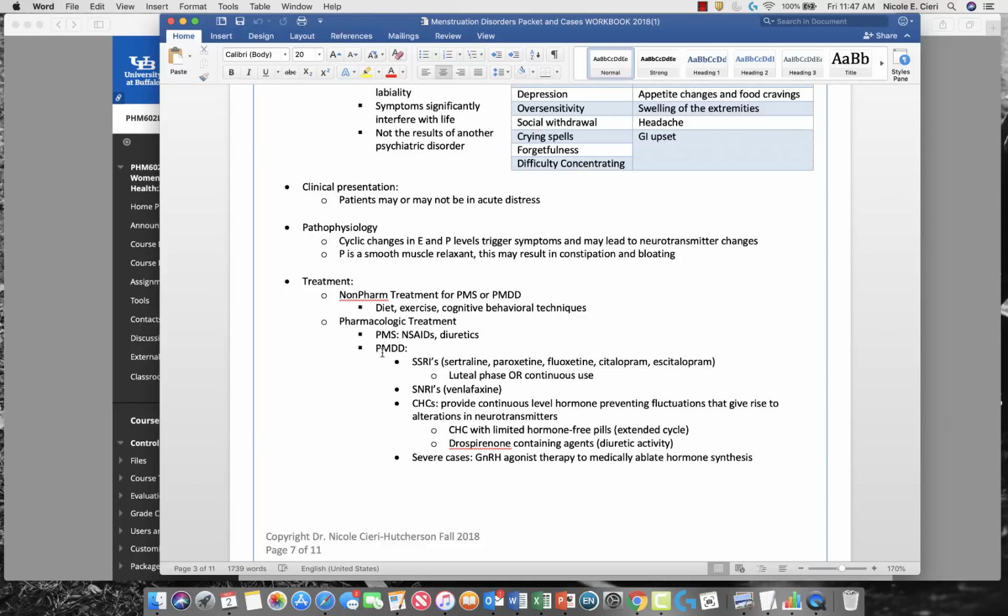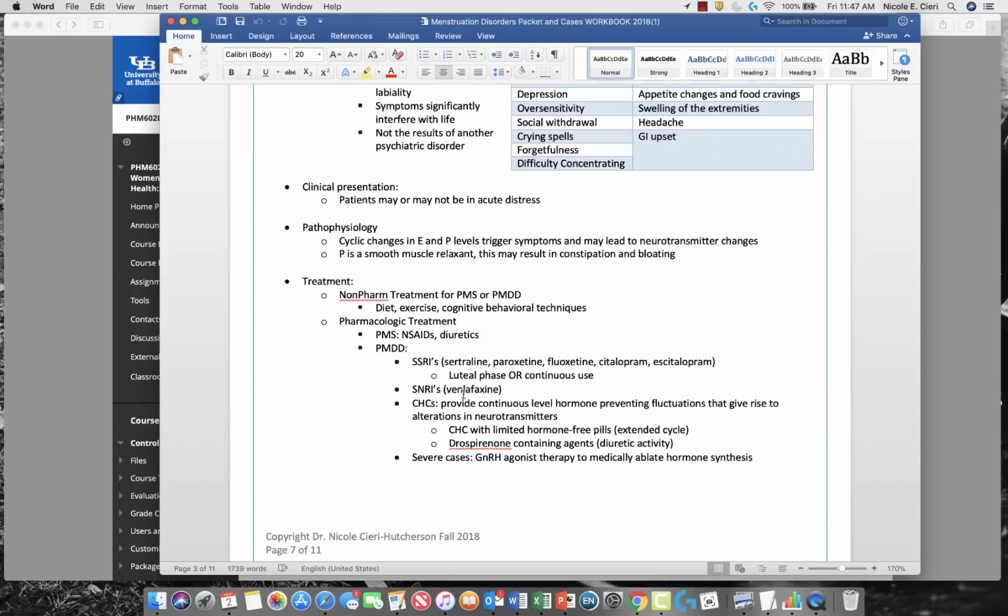And then for pharmacologic management, in addition to NSAIDs and diuretics for pain and bloating, you can also use SSRIs. These can either be used continuously or just during the luteal phase of the menstrual cycle. These are the ones that are approved, and all of these can be used except for paroxetine in patients of childbearing age, secondarily to the birth defects associated with it.